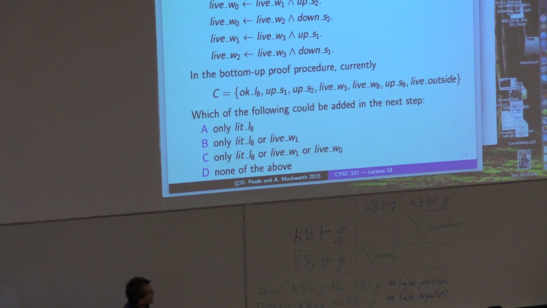So consider this knowledge base, and before we used this as an example of the one that had meaning to us, but now it's just symbols we're going to play with. So the computer's just thinking of these as just symbols. So lit L1 if live, so lit L8 if live. Oh, you can read that. And in the bottom-up proof procedure, we currently have this consequence set, and I want to know which we could add in the very next step, which we're allowed to add.